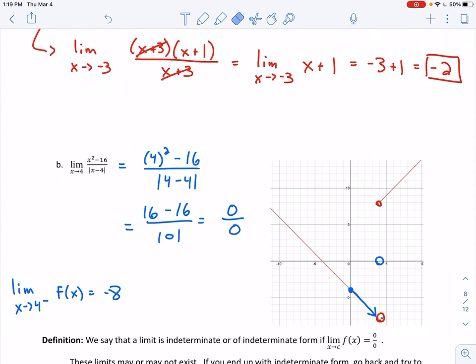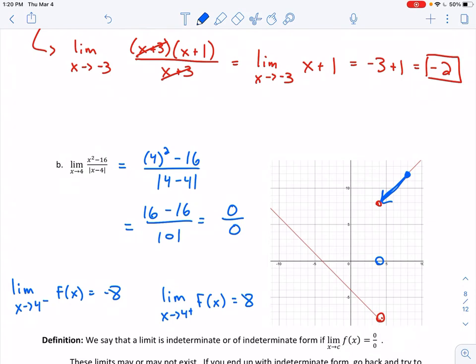But if I look at the right-hand side of my function, which is over here, and trace my way backwards to x equals 4, we're approaching +8. So that means the limit as x approaches 4 from the right of this particular function is +8. Here in this case, the left-hand limit is -8. The right-hand limit is +8.